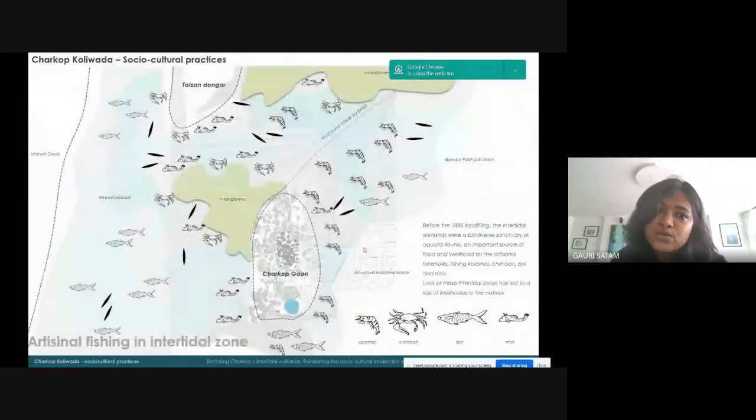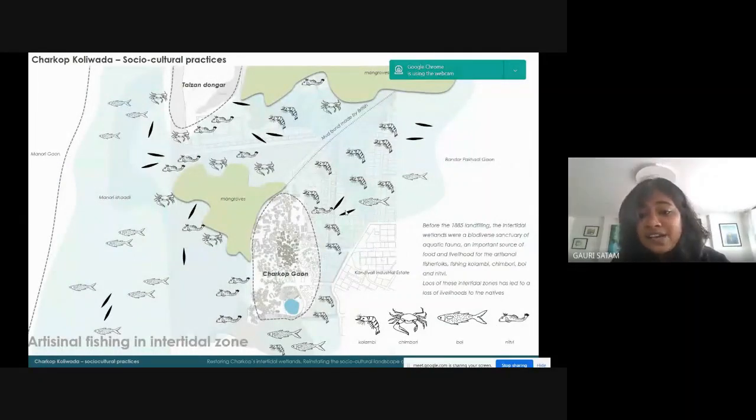Trying to understand the socio-cultural practices that were once prevalent in this region. The intertidal zones which once existed are today landfilled. Before 1985, the intertidal wetlands were a biodiverse sanctuary of aquatic fauna, an important source of food and livelihood for the artisanal fisher folks. And the loss of these intertidal zones has led to a loss of livelihoods for the natives.